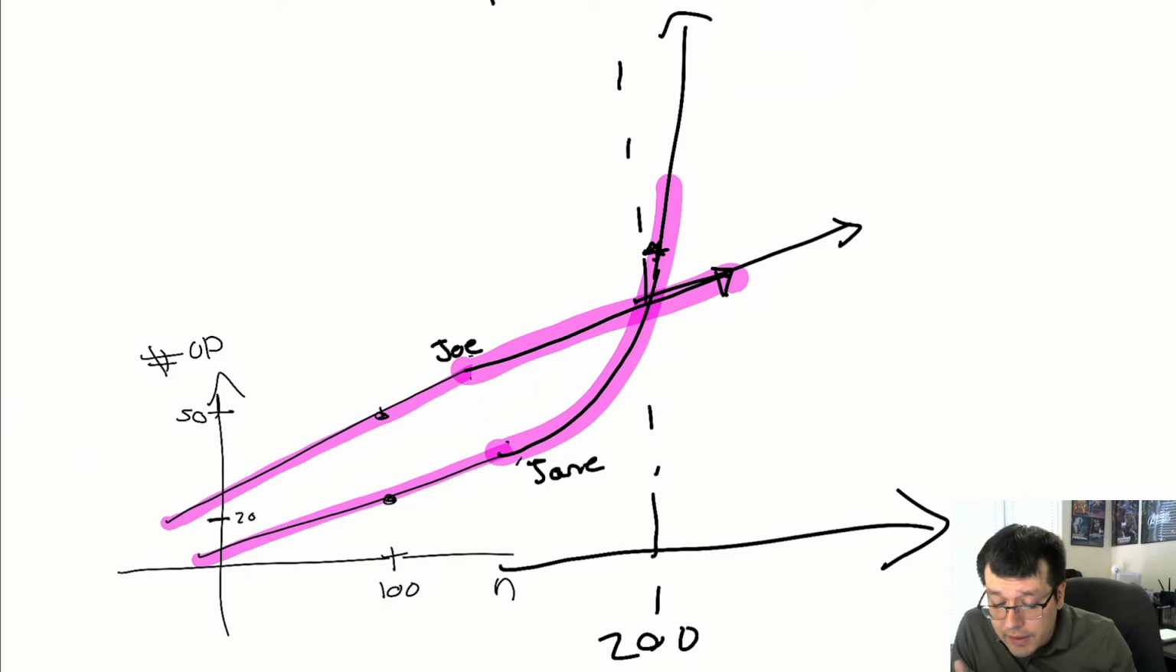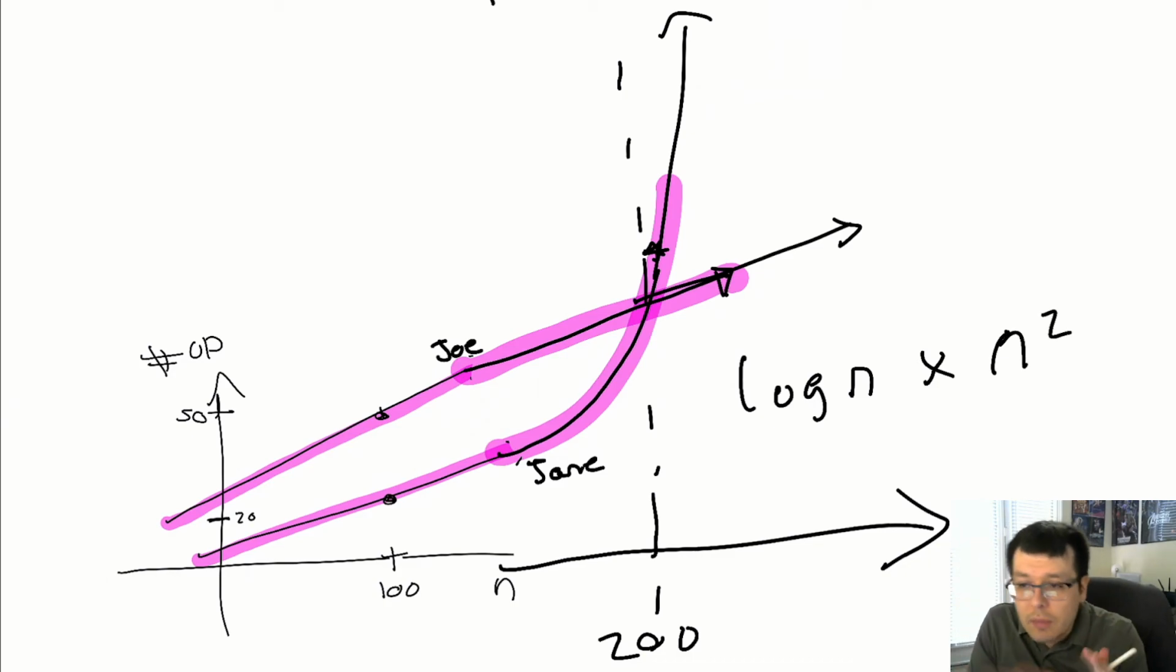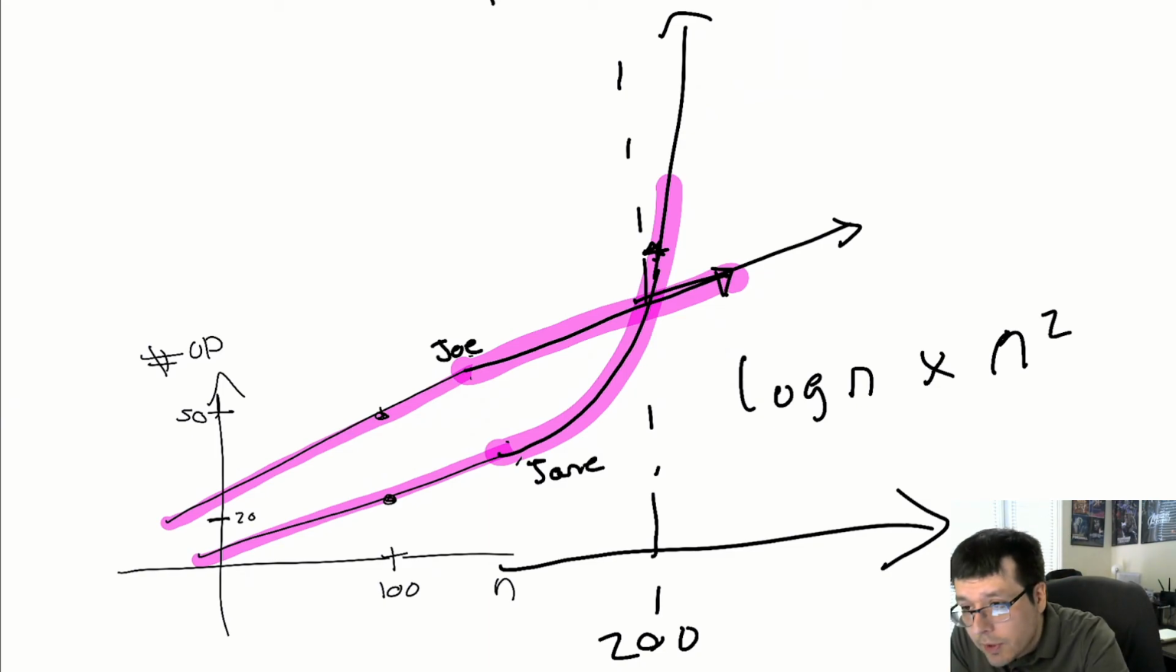It seems to be like this is no longer a linear relationship, right? This might be something like quadratic, or like log n times n squared or something. There's some non-linear thing going on here because it's going up. It might be exponential for all we know. There's something going on there. Whereas Joe appears to be pretty linear still.